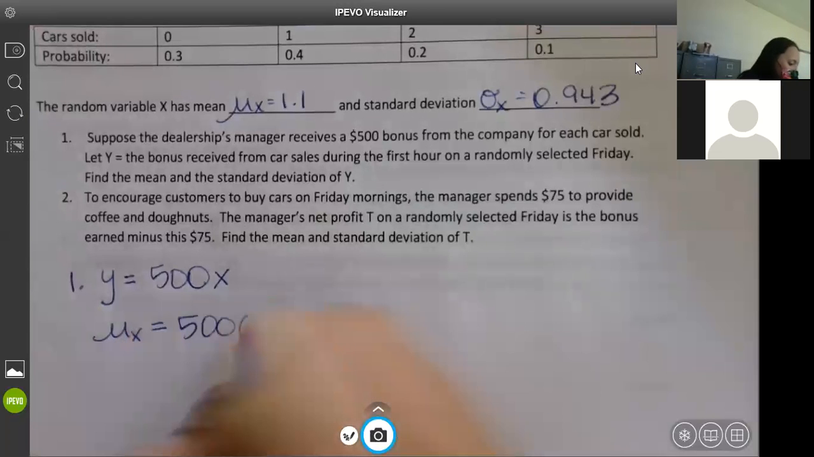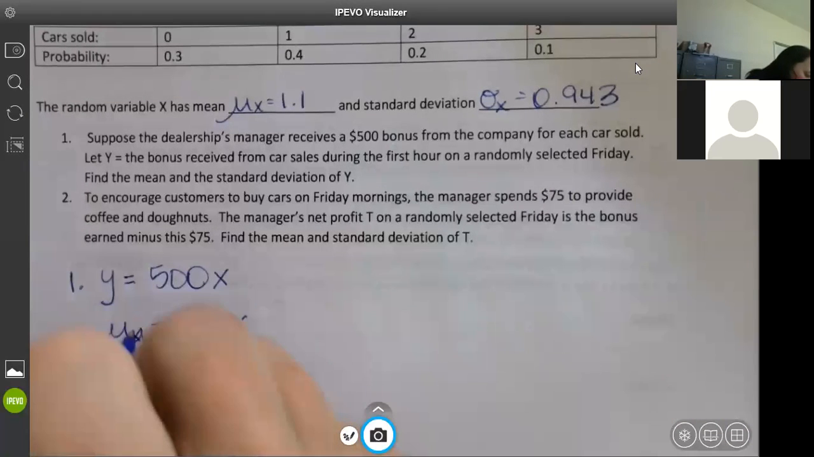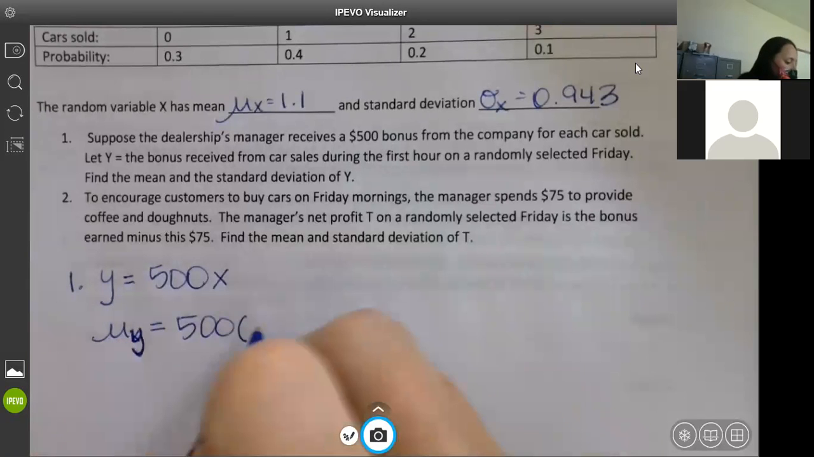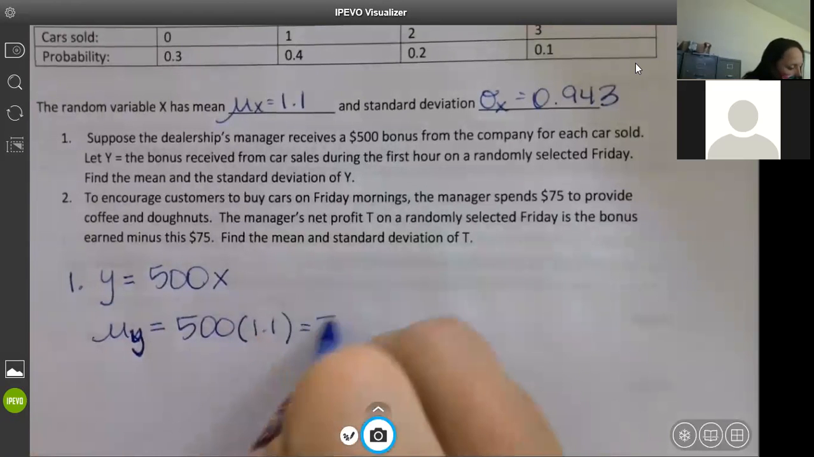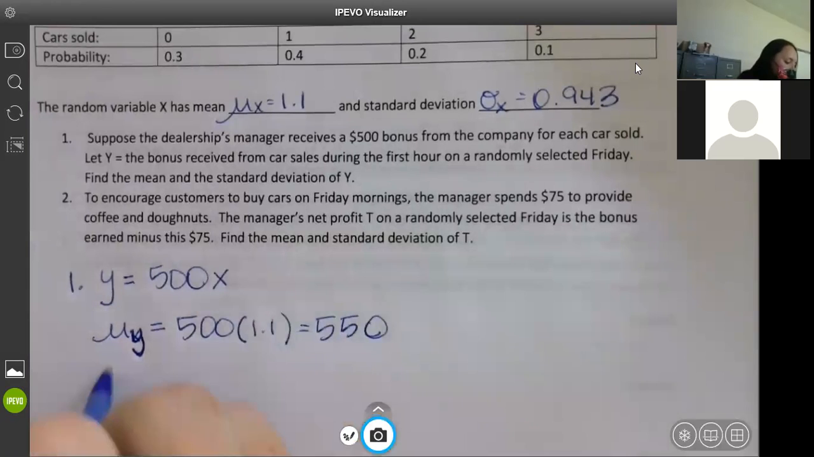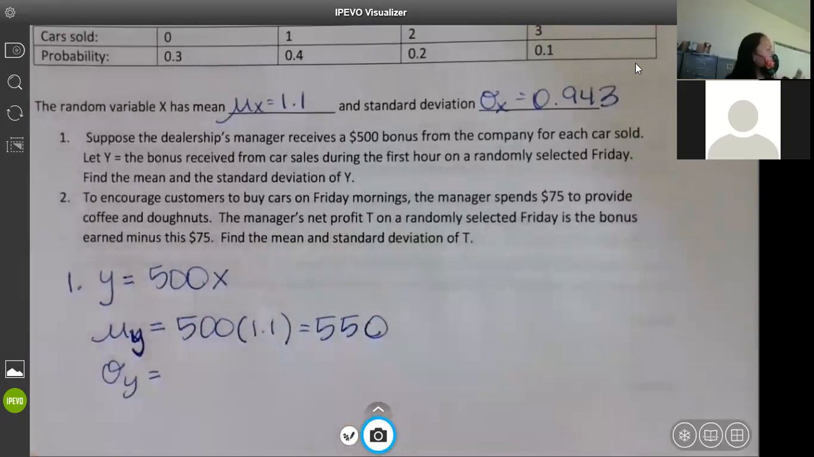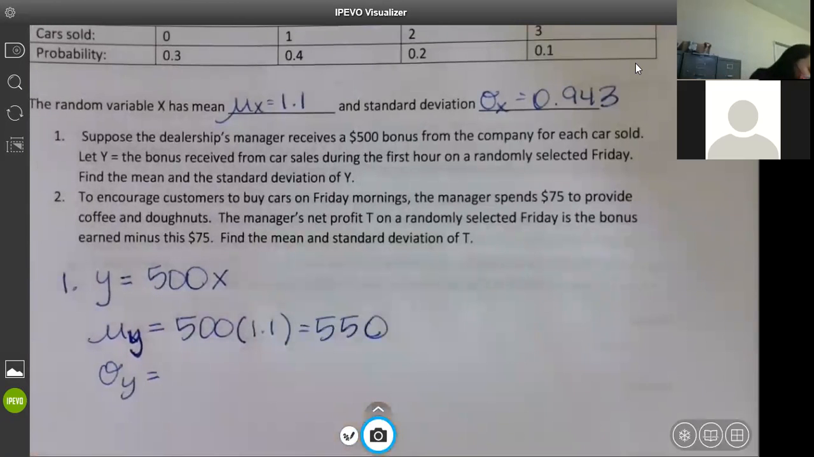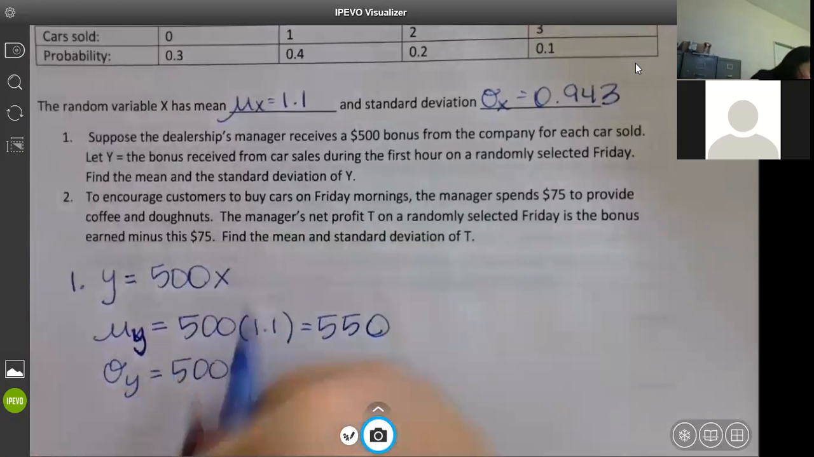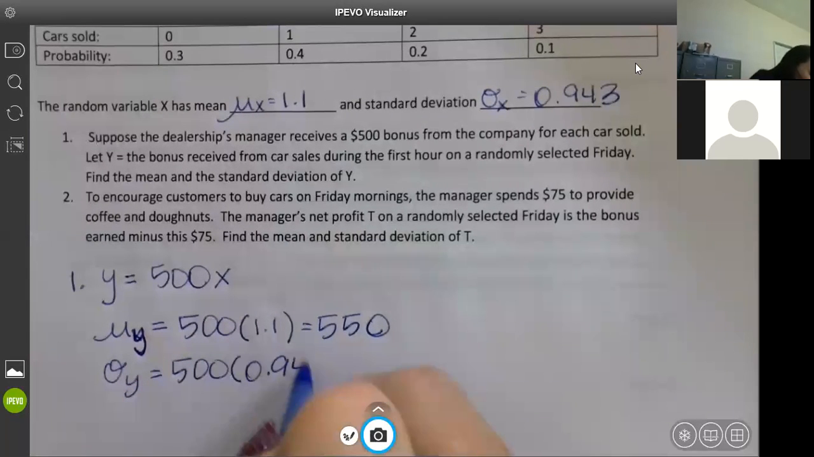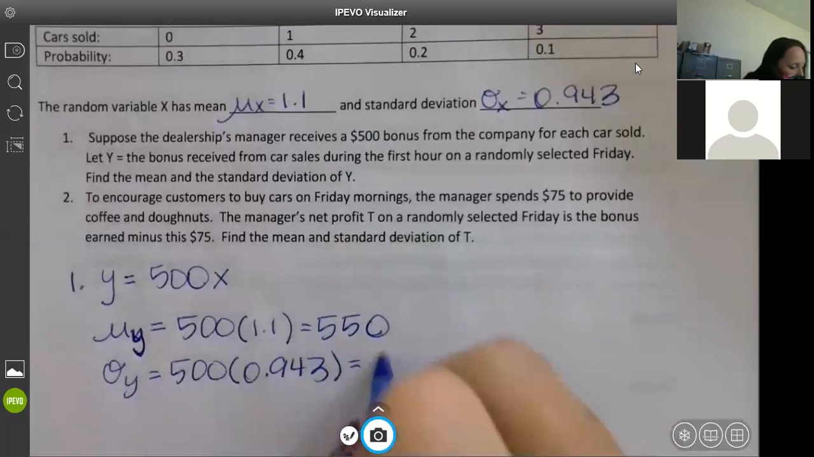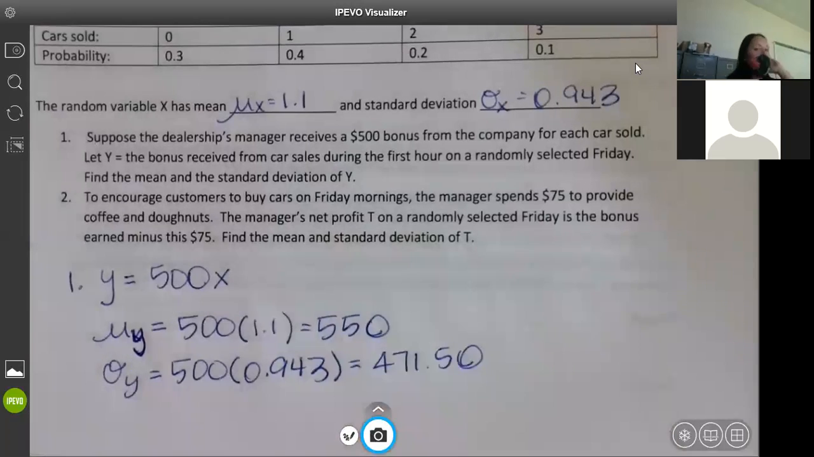What was our mean for X? Sorry, this should be mean Y. What was our mean for X? 1.1, which gives us 550. To find our standard deviation of Y, is standard deviation affected by multiplication? Yes or no? Be confident when you say this. So we're doing 500 times the standard deviation because it is affected by multiplication. And we get 471.50. That's part 1.